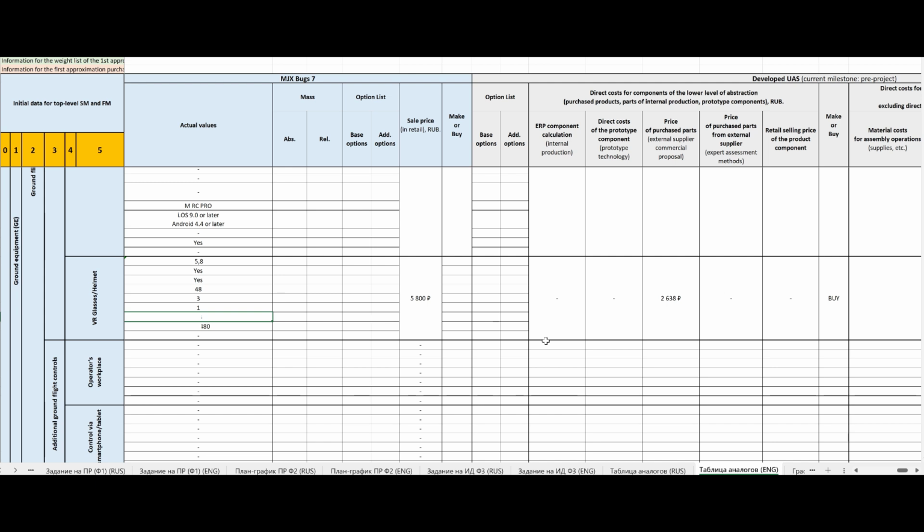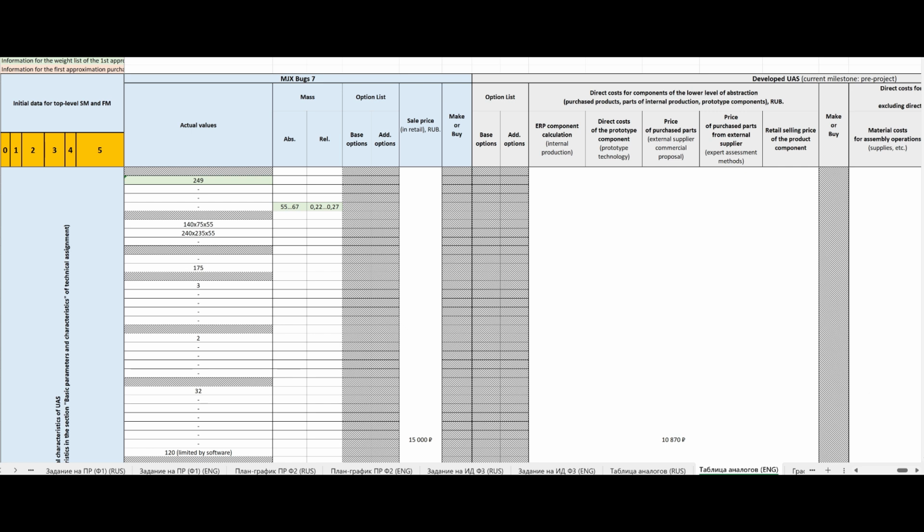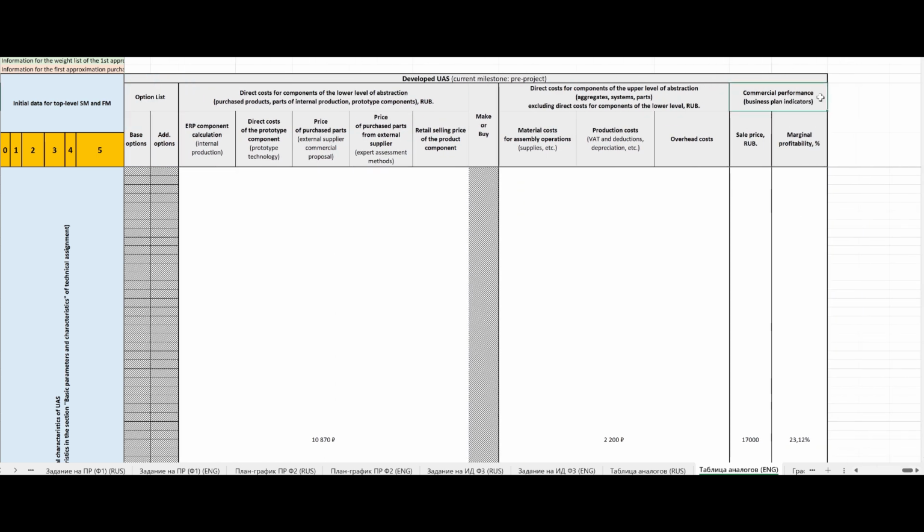When working through an Android or iOS application, in general it makes no sense to enter detailed technical specifications in the developed unmanned aircraft system block at this milestone of the project; they are presented in the same form as for the analog. However, data from the option list and the make-or-buy statement are the responsibility of the production engineering service, as well as data on direct costs, see the block direct costs and milestones, and the commercial indicators, see the block commercial performance business plan indicators. At the pre-project stage, they can already be made, albeit as a first approximation.